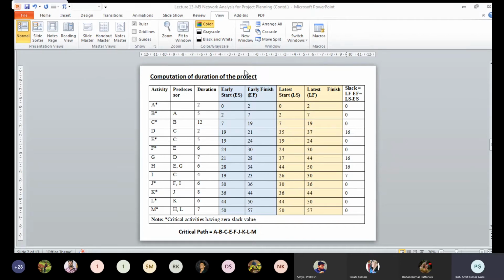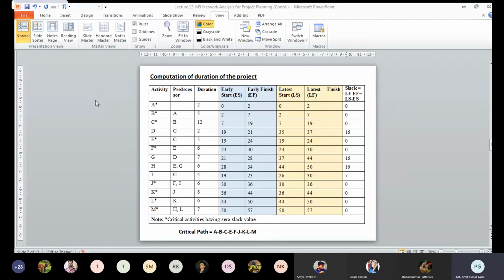So the early finish is 7. If you immediately start it without any delay, you can start after 2 weeks, and then you can finish within 7 weeks. Similarly, C: after completion of job B, you can start C. So this is the starting time, early start time is 7 and it will take 12 weeks, so the early finish is 19.